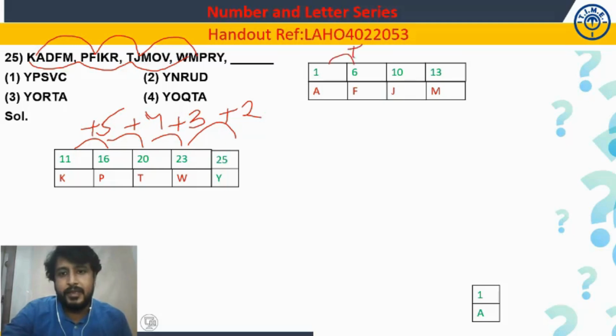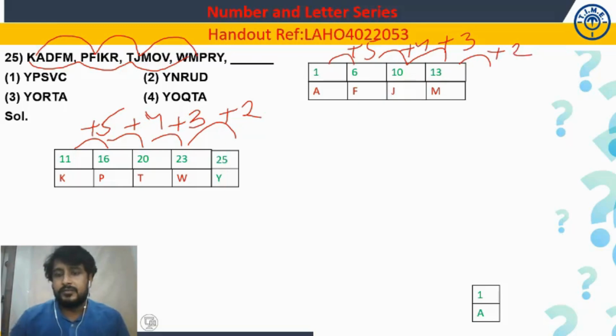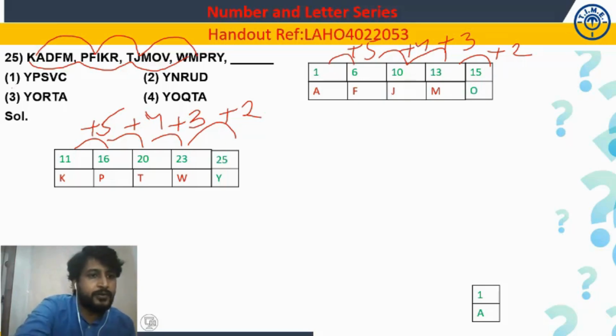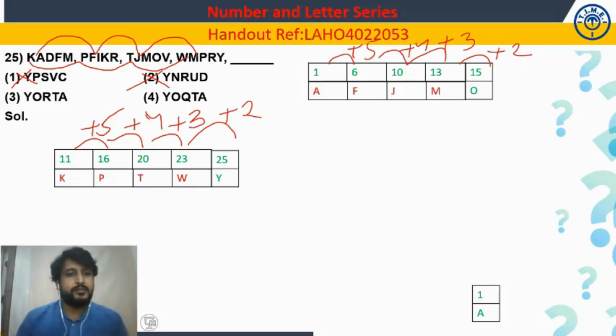1 and 6 increased by 5, 6 and 10 increased by 4, 10 and 13 plus 3. Now plus 5, plus 4, plus 3. So what will be next? Plus 2. So 13 plus 2, 15. Which letter place value is 15? O. How many options are starting with YO? Only 2 options, third option and fourth option. So first option is ruled out. Second option is ruled out. Now we are left with third option and fourth option.